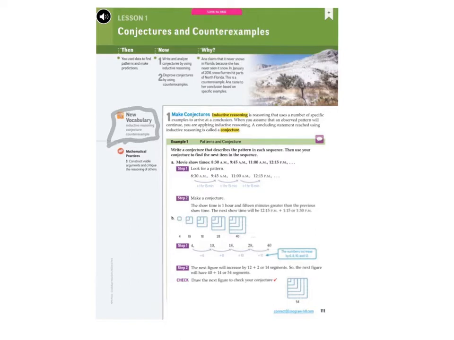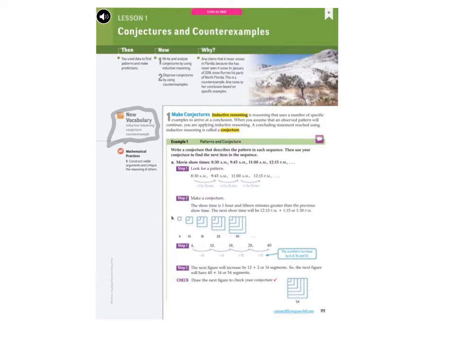Inductive reasoning, for a start, is how you arrive at a conclusion. A conjecture is basically an educated guess. Now you can get it from patterns, or you can get it from numbers or words. What will be the next pattern? What would be the next word? What would be the next number in the sequence? So that's basically what it is.